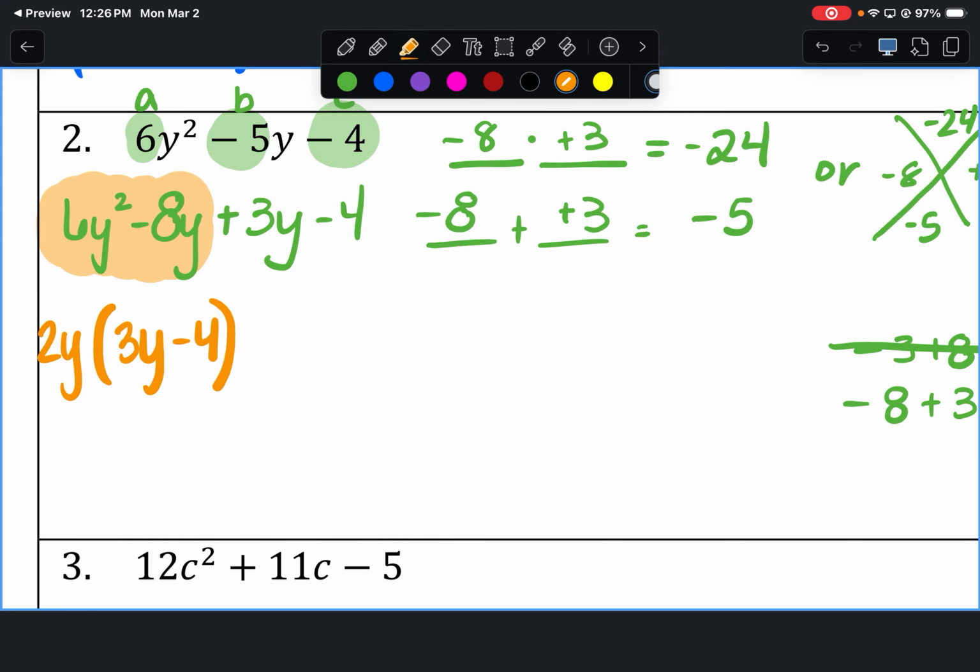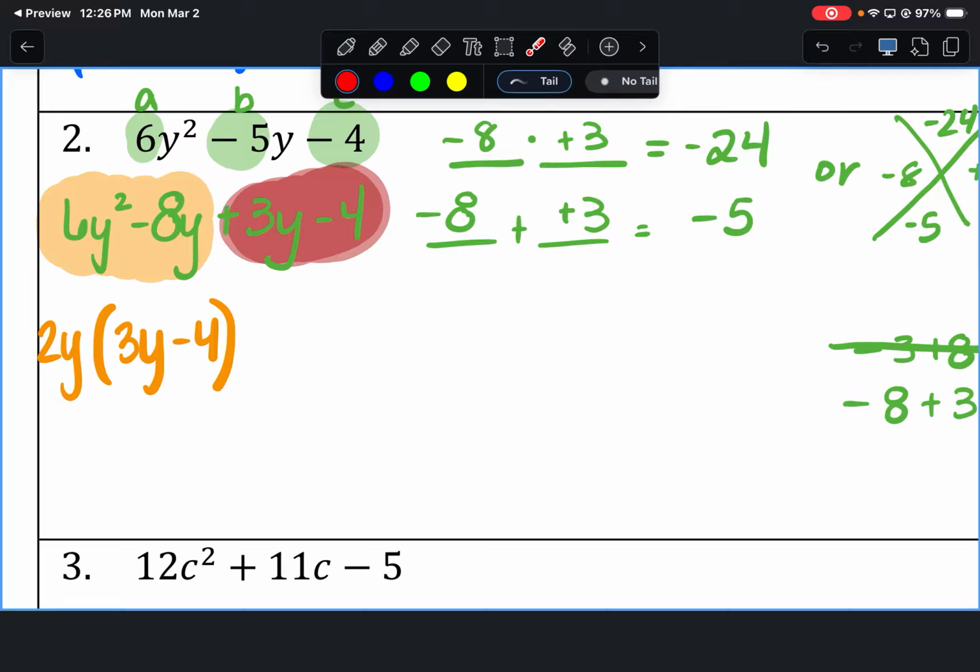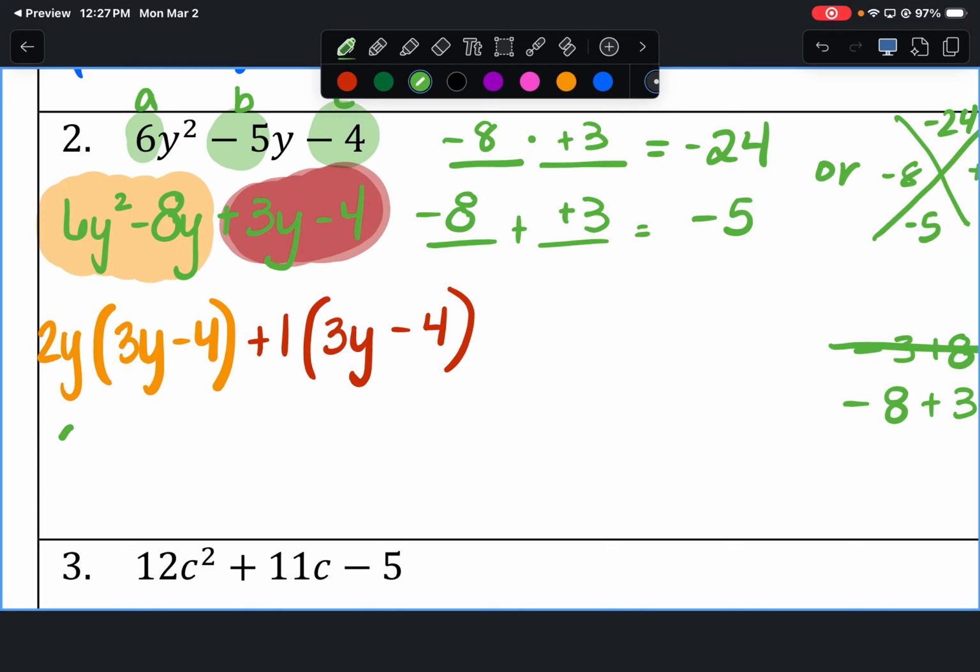Okay, now, we're going to look at the second half of this. Okay, so when we look at the second half of this, what is our GCF between 3y and -4? 1. And when we take out a 1, does it change anything? No. So what is 3y divided by 1? What is -4 divided by 1? So what part is the same? What part's left over? So that's our answer.